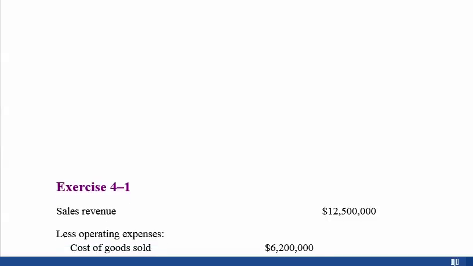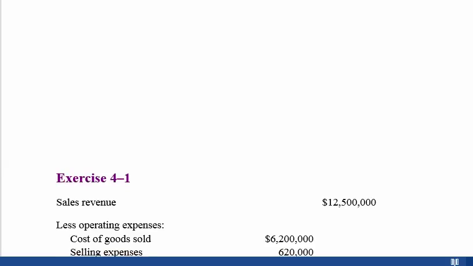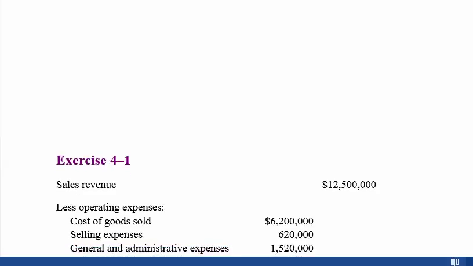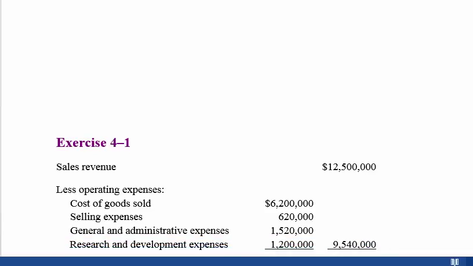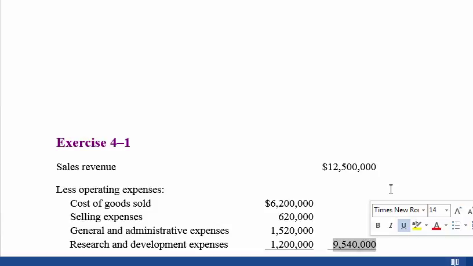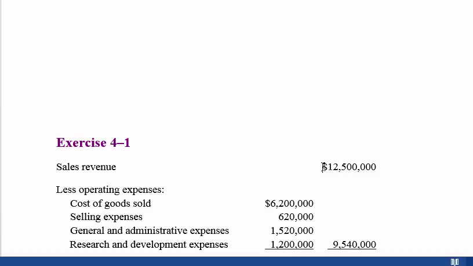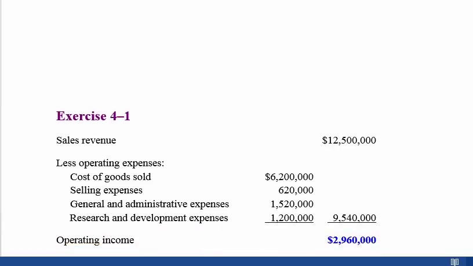So, we're going to deduct our operating expenses. We've got cost of goods sold, selling expenses, general and administrative expenses, and research and development expenses. Now, when we total those, we get $9,540,000, which we'll deduct from sales revenue of $12,500,000, and that gives us operating income of $2,960,000. Now, those other items, you guys, would be shown on the income statement below operating income.